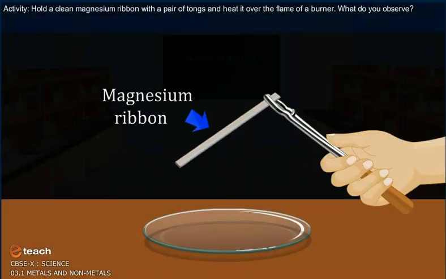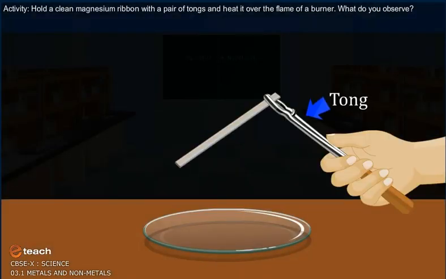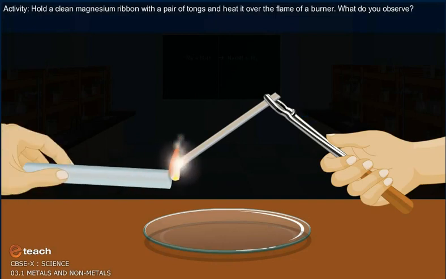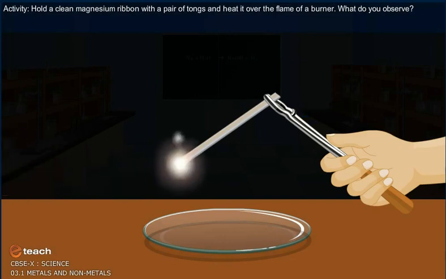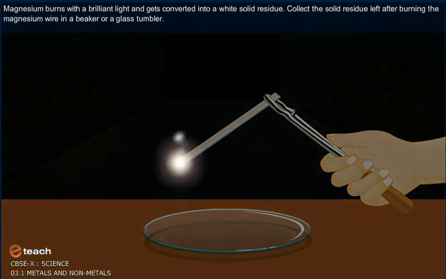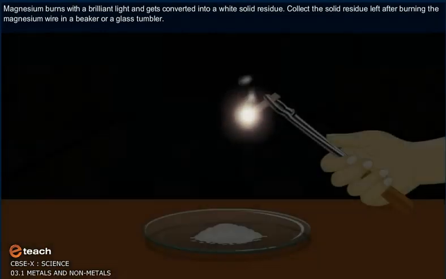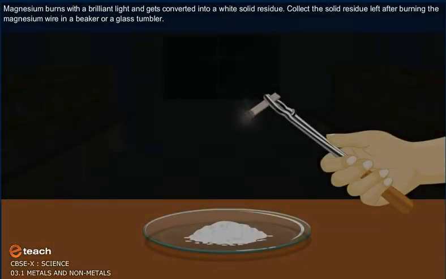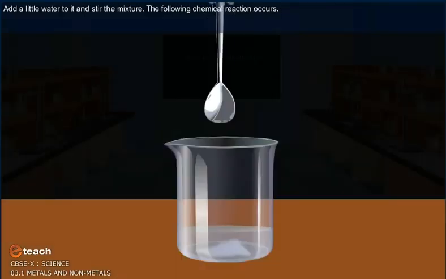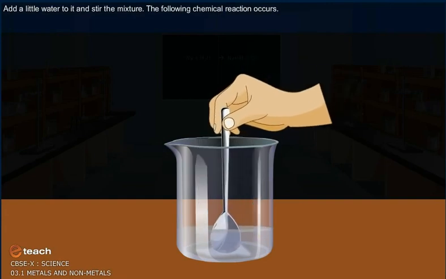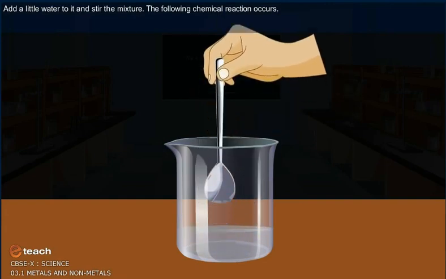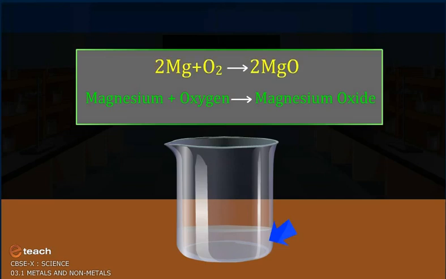Activity. Hold a clean magnesium ribbon with a pair of tongs and heat it over the flame of a burner. What do you observe? Magnesium burns with a brilliant light and gets converted into a white solid residue. Collect the solid residue left after burning of magnesium wire in a beaker or a glass tumbler. Add a little water to it and stir the mixture. The following chemical reaction occurs. Magnesium plus oxygen produces magnesium oxide.